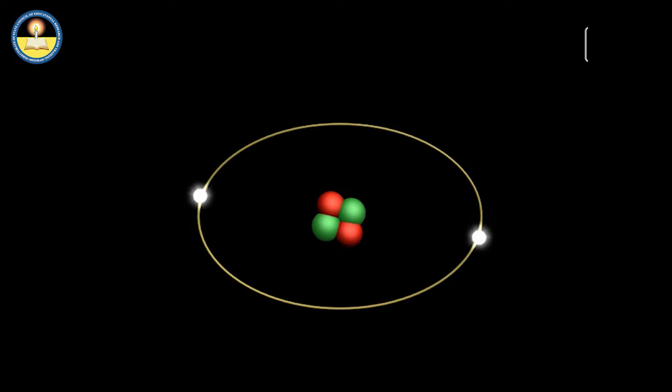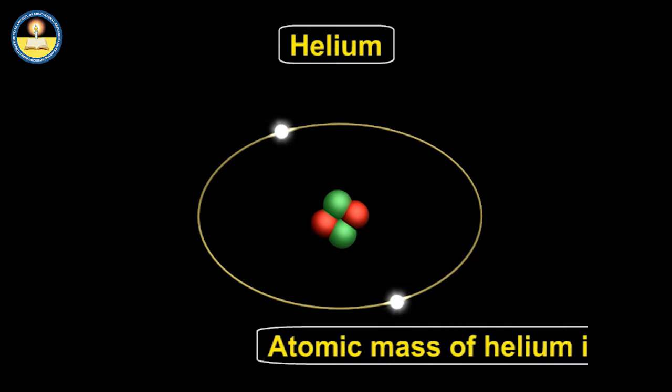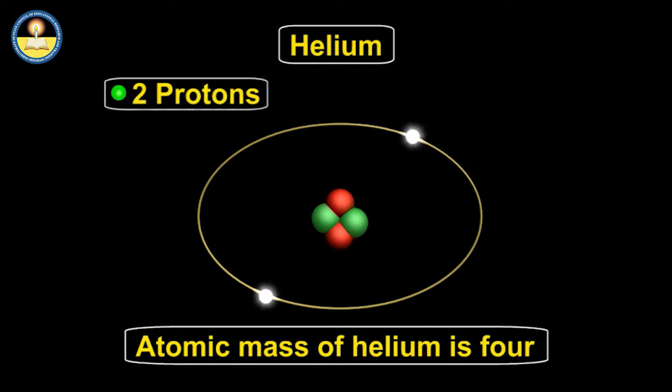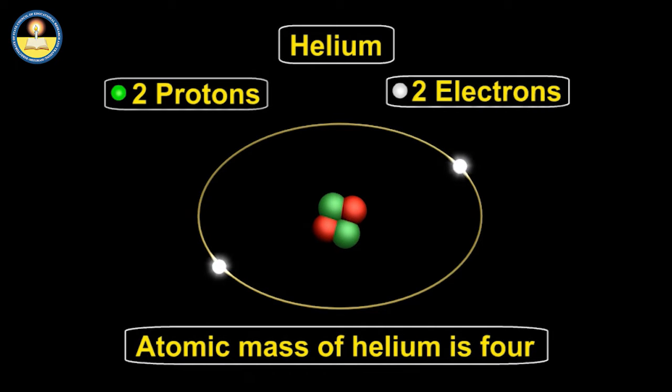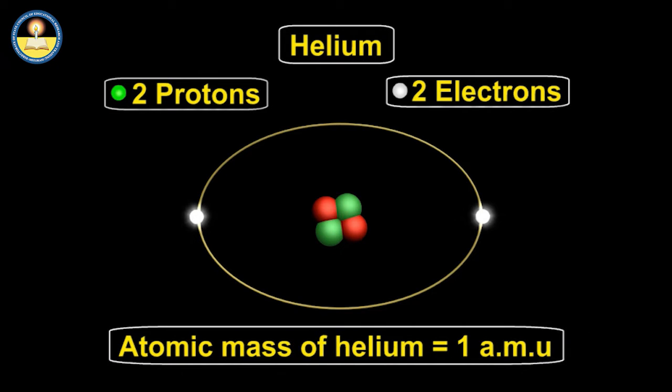Let us take an example. Atomic mass of helium is 4. An atom of helium has 2 protons and 2 electrons. As charge is balanced, therefore an atom of helium as a whole is neutral. Because mass of 2 electrons is negligible, therefore mass of helium should be 2 due to the presence of 2 protons, each having a mass equal to 1 atomic mass unit.